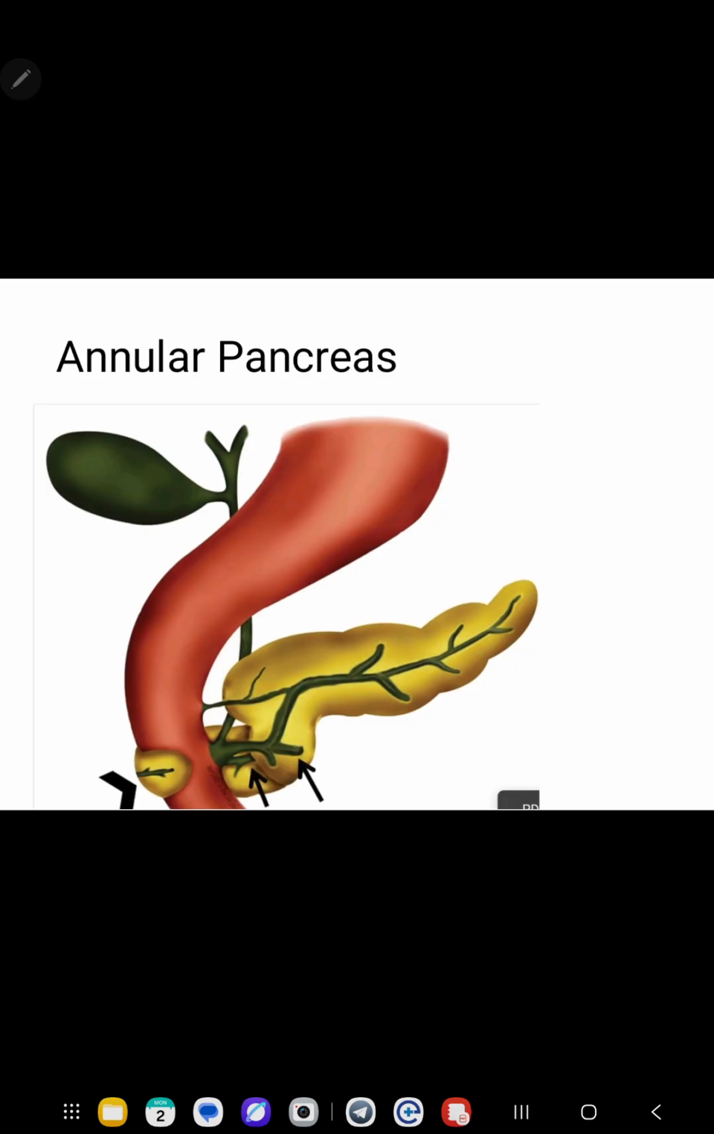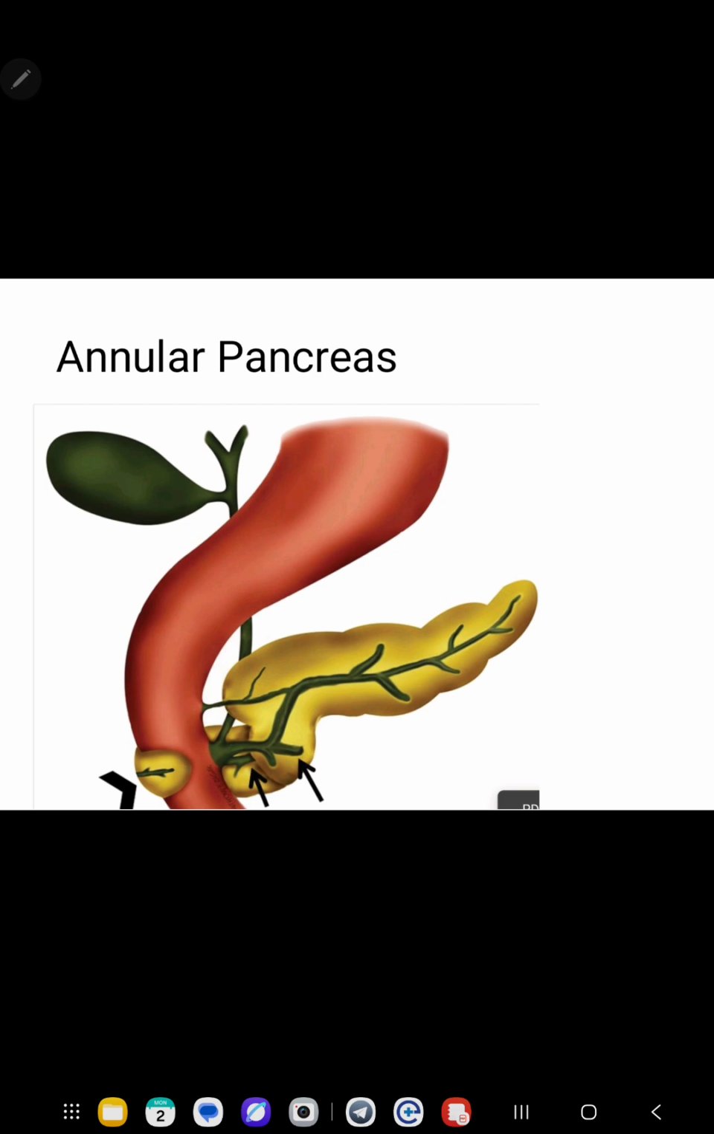Then annular pancreas. We already know the formation, and initially there will be rotation and then fusion. So we already told, the problem with the fusion is pancreas divisum. This is a problem with the rotation. Here there is adhesion of the ventral pancreatic tissue to the duodenum, so that it is not completely rotated to fuse with the dorsal pancreas, and it is partly or completely encircling the duodenum.